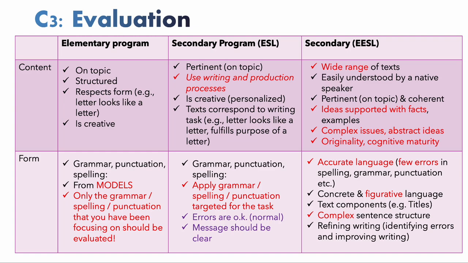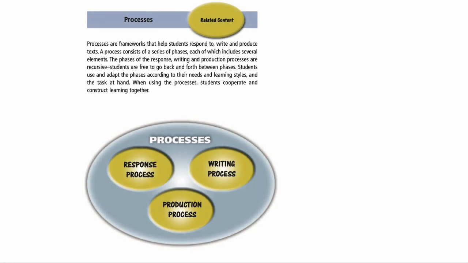I'm going to take a moment now to talk about the writing and production processes. So just a reminder that the processes are a series of phases that we do in the Quebec education program. We have the response process, which is generally C2, and the writing and production process, which is C3. And again, there's a socio-constructivist approach here. Students cooperate and construct learning together.